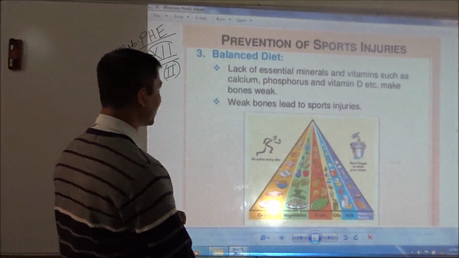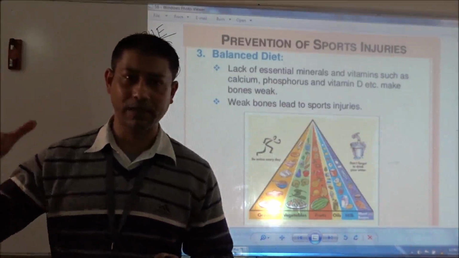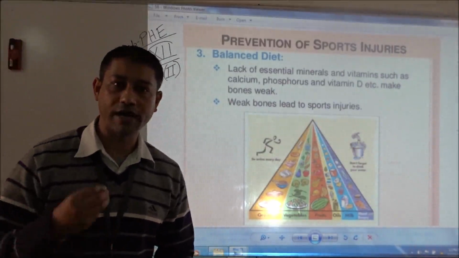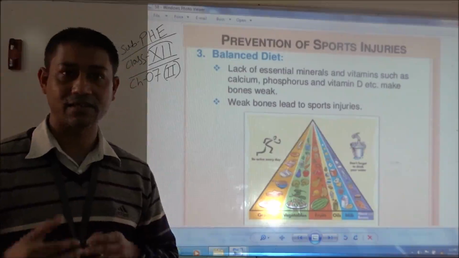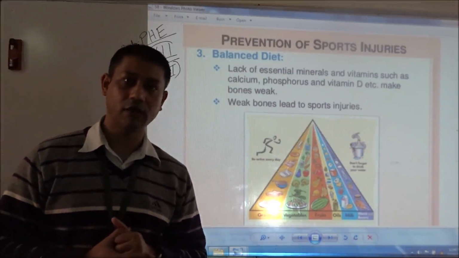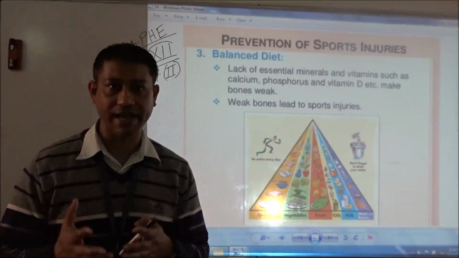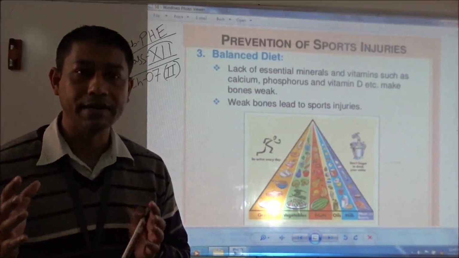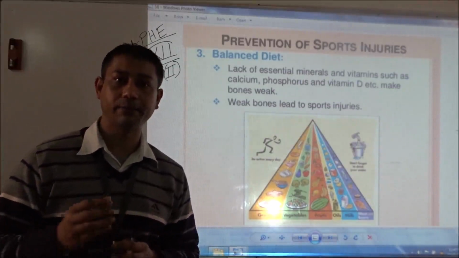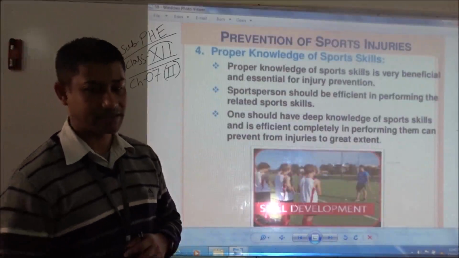Next is balanced diet. Yes, simply exercising, simply putting in effort is not enough. On the contrary, sports persons and athletes need a balanced diet. Now, what do we call a balanced diet? The diet which contains all the necessary elements of diet in proper proportion is known as a balanced diet.